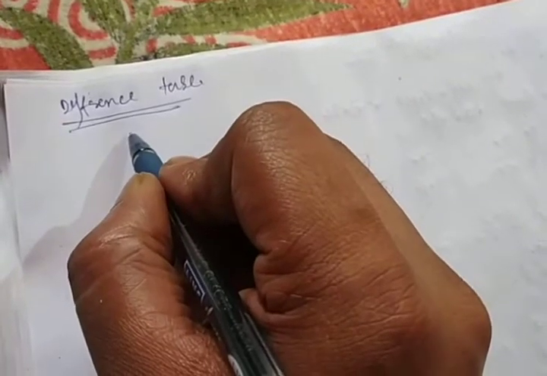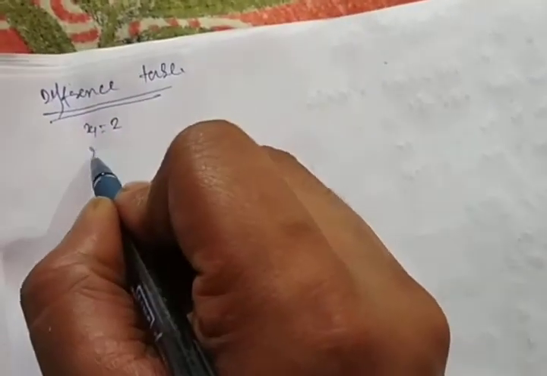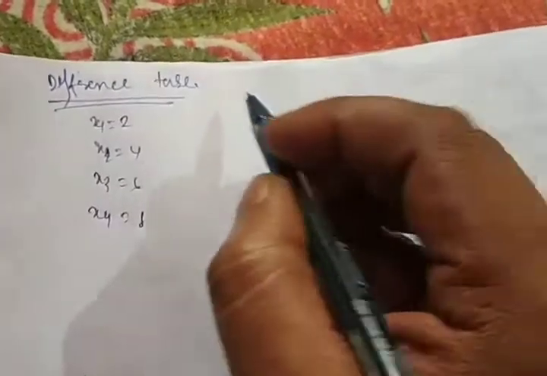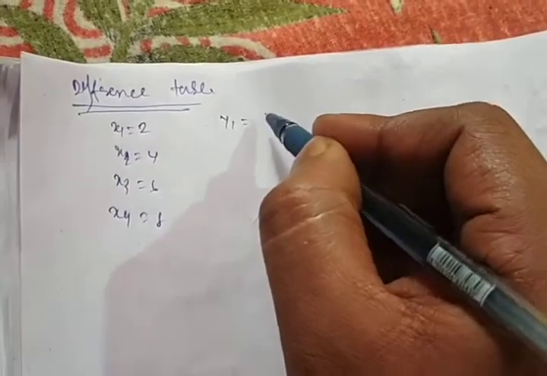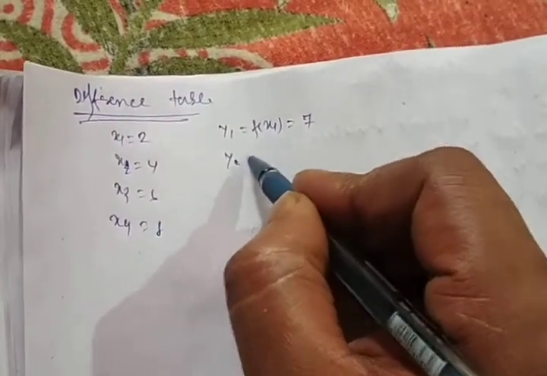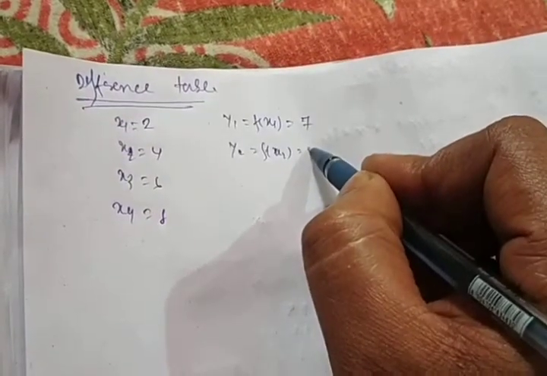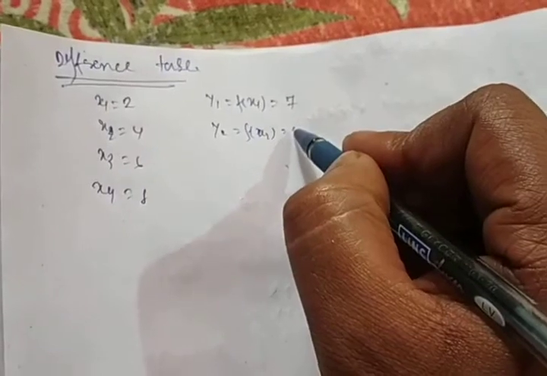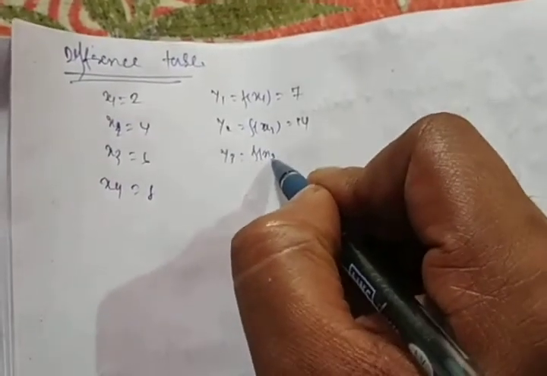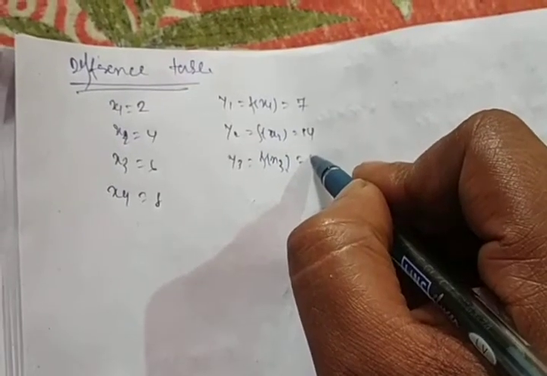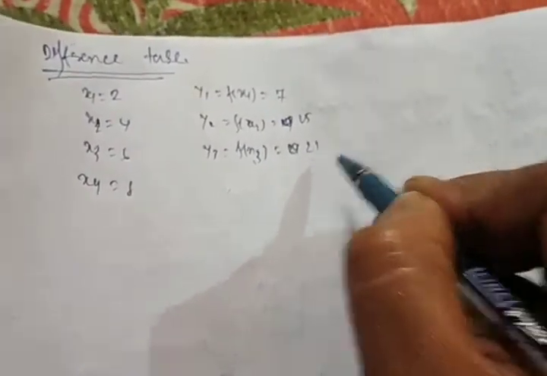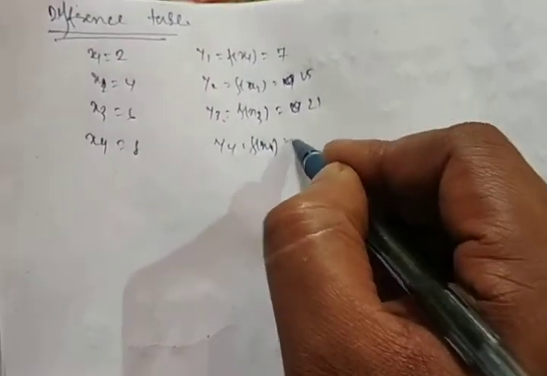Let's say we have the given values as x1 equals 2, x2 equals 4, x3 equals 6, x4 equals 8. And the corresponding y1, that means f of x1, equals, let's say, 7. y2 equals f of x2 equals 14, y3 equals f of x3 equals 21, and y4 equals f of x4 equals, let's say, 30.